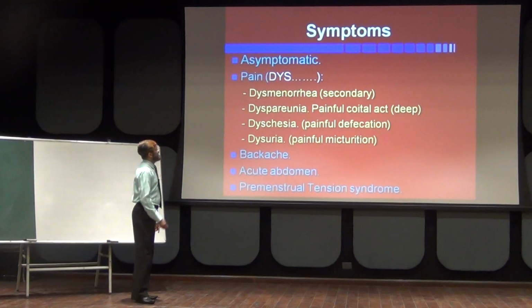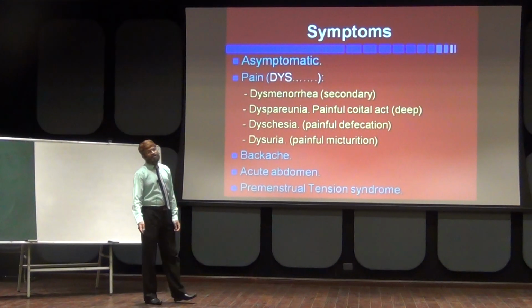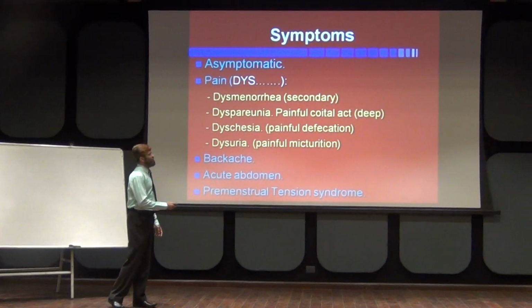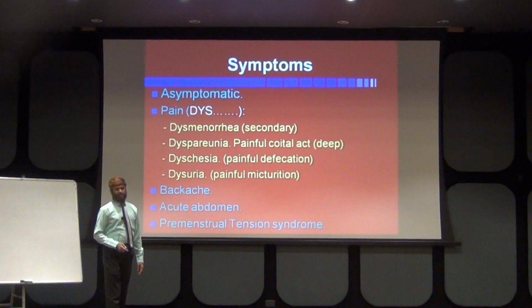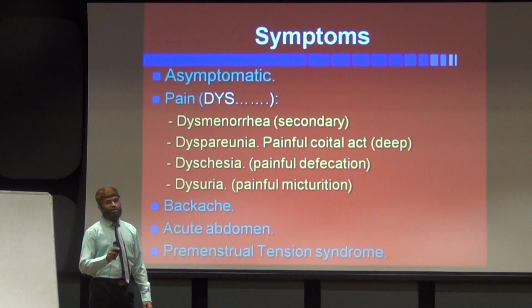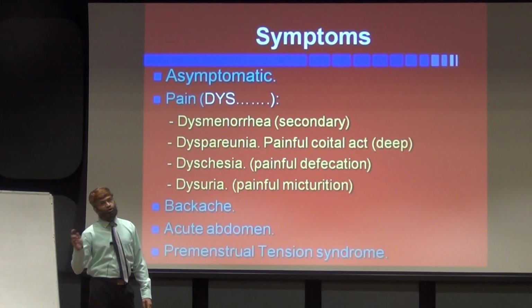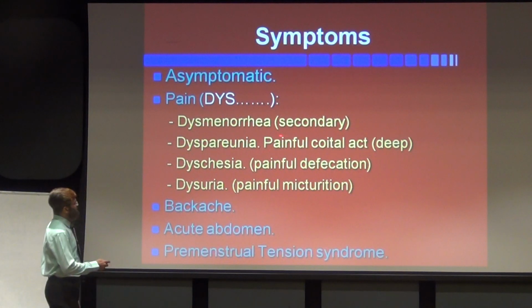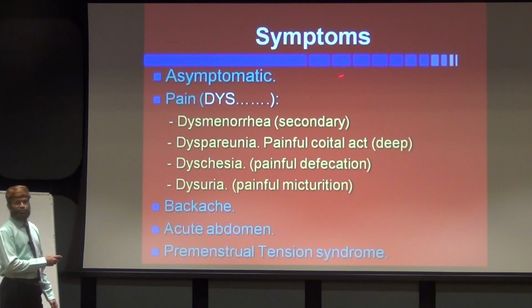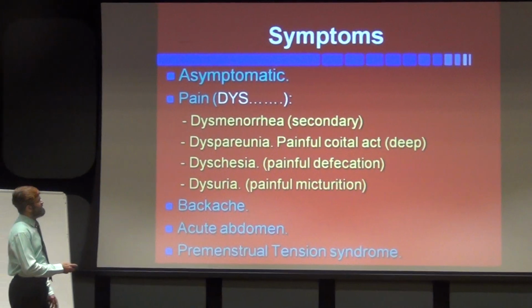The second symptom is dyspareunia. Again we are aware dyspareunia is painful coital act. But in this, the dyspareunia is deep dyspareunia. Remember, deep dyspareunia and not superficial. There are other causes associated with vulva and vagina for superficial dyspareunia. Here the cause is deep enough, associated with the uterus or the adnexal structures, so deep dyspareunia.